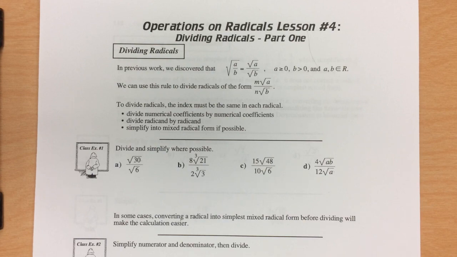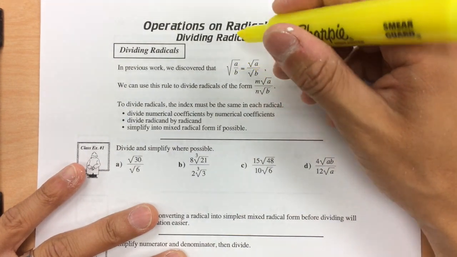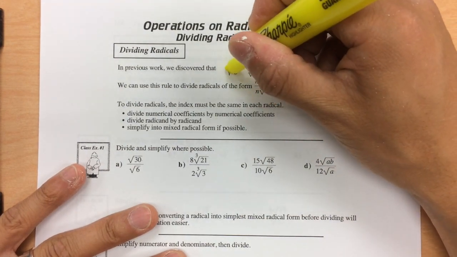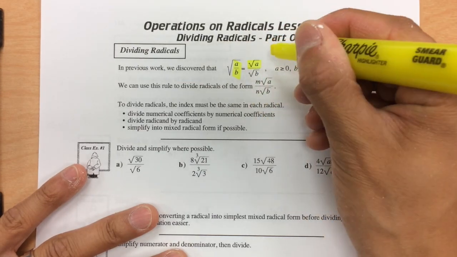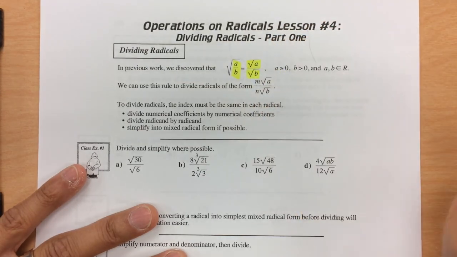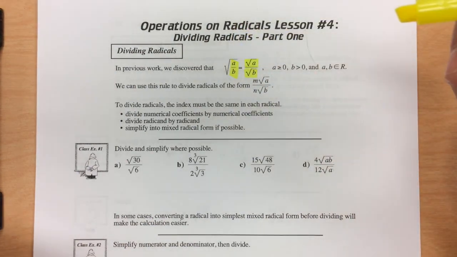So the first rule we have for dividing radicals is: if we have the square root of a over b, that's equal to the square root of a divided by the square root of b. Another way of saying this is the square root of a divided by b.